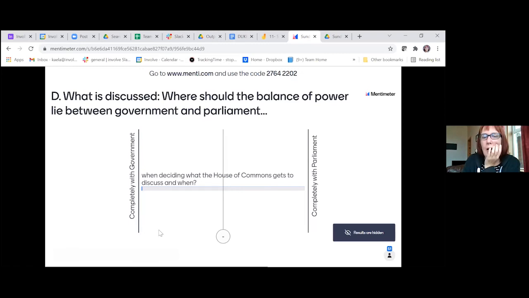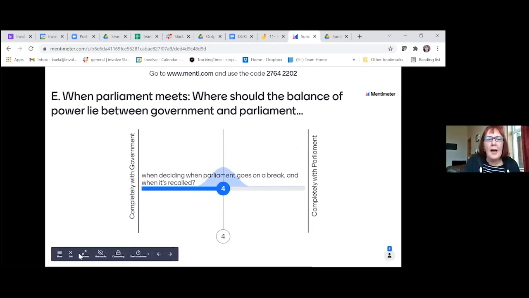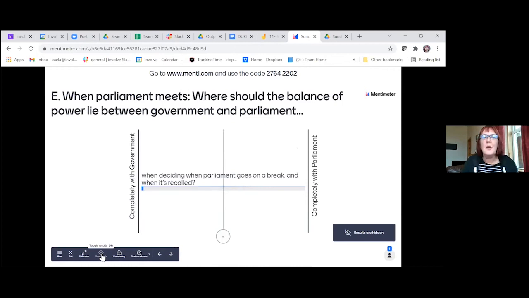Okay. And now on to you, you're going to know what's coming next. Question E, same sort of thing. When Parliament meets, so that's one of the other questions we've been talking about. Where should the balance of power lie between government and Parliament when deciding when Parliament goes on a break and when it's recalled? Completely with government or completely with Parliament?